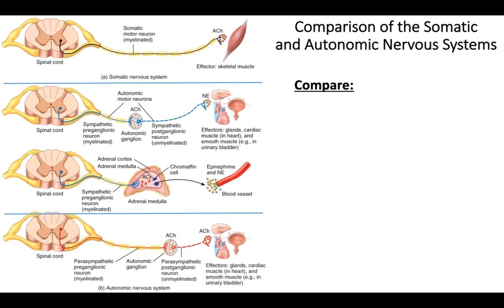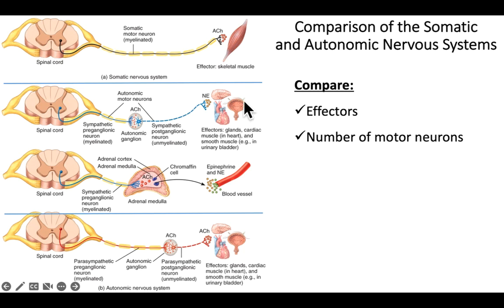comparison of these motor neurons. So we're going to look at the effectors. We already did, but notice this top panel is the somatic nervous system, which is controlling skeletal muscle. This middle panel is sympathetic, and the bottom panel is parasympathetic. And notice here the autonomic divisions are controlling heart, glands, and this is a bladder, which represents smooth muscle. So the effectors are different.